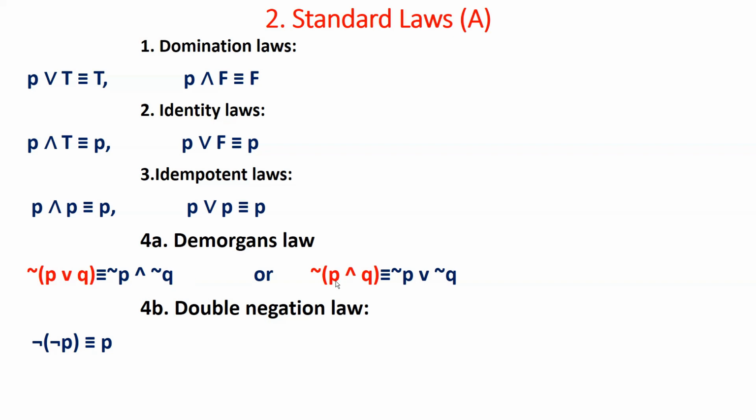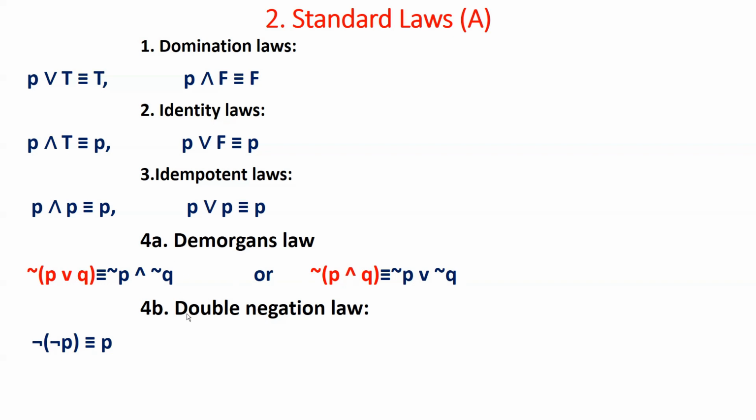Now see the second example, negation of P and Q, negation of the whole bracket. If negation enters inside this bracket, negation P, negation Q, and the and becomes or. That change will be applicable only for and, or. Keep in mind.